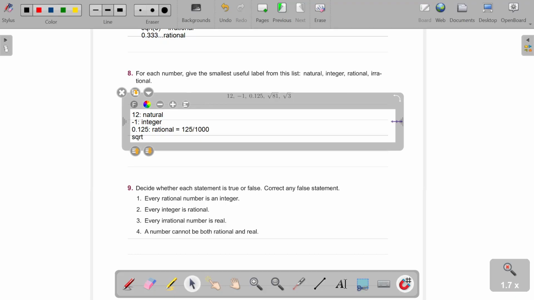Then we're going to have the square root of 81. Square root of 81 is clearly a natural number. And that's pretty much it. It's a natural number. Why is it a natural number?